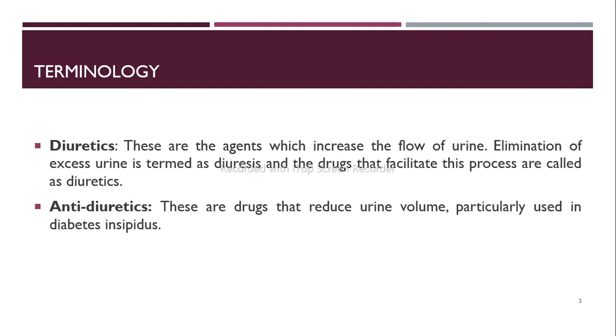Okay, so terminologies, what are diuretics? These are the agents which increase the flow of urine. Then the elimination of excess urine is termed as diuresis, and the drugs that facilitate this process are called diuretics. So antidiuretics, these are the drugs that reduce the urine volume, particularly used in diabetes insipidus. Okay, so exactly opposite actions these drugs have.